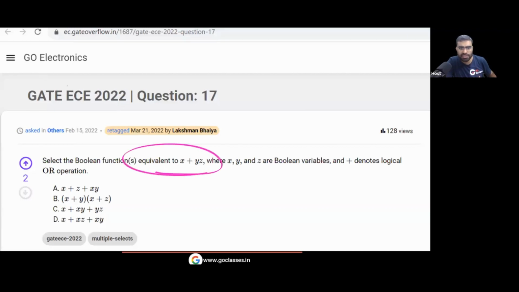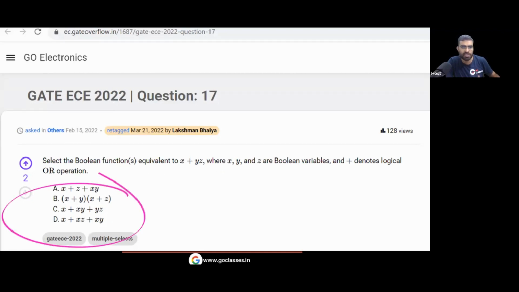The expression given to you is x + yz, and the question is asking which of these expressions is equivalent to x + yz. Which Boolean function is equivalent to x + yz? So let's see each option one by one. Let's see the first option, that is option A.